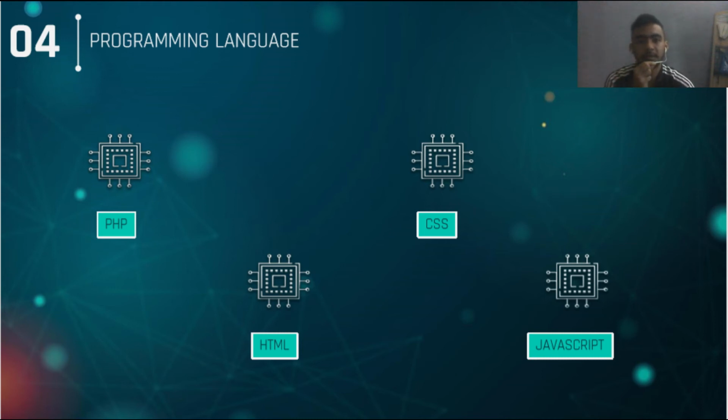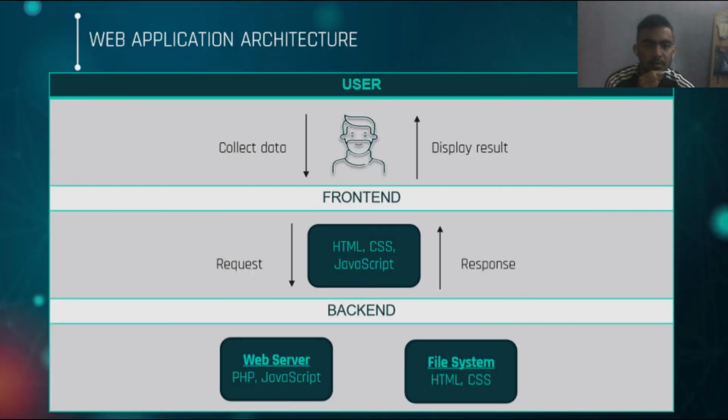My part is programming language. For the tip calculator web application, we use four programming languages, which are PHP, HTML, CSS, and JavaScript. Then we go to the web application architecture. Now I will explain this diagram.